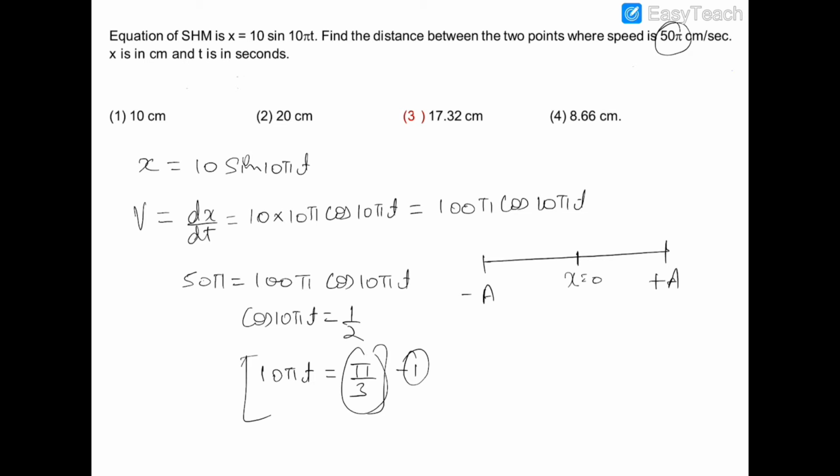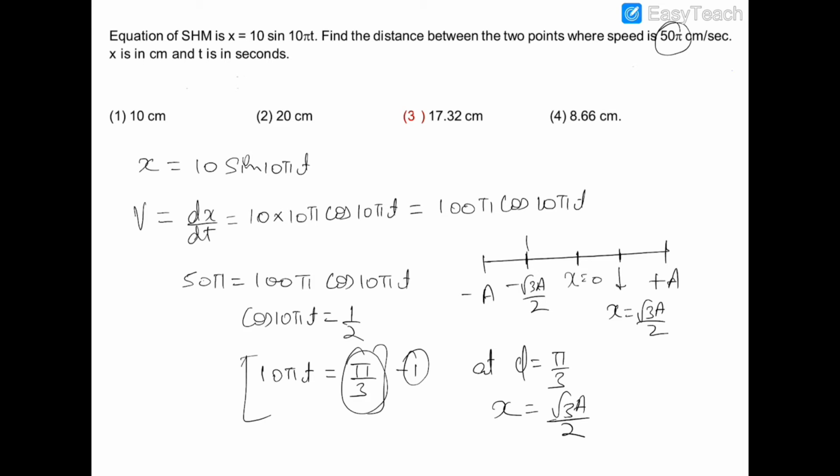So at phase equal to pi by 3, x will be equal to root 3a by 2. So at this position x, where x is equal to root 3a by 2, the velocity will be 50 pi, and the other position will be minus root 3a by 2, where the speed will be equal to 50 pi.